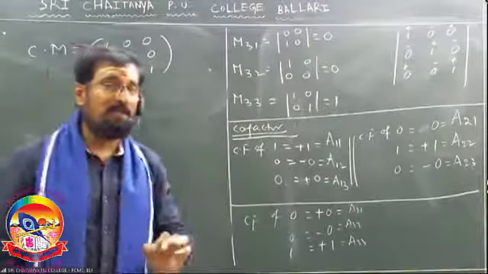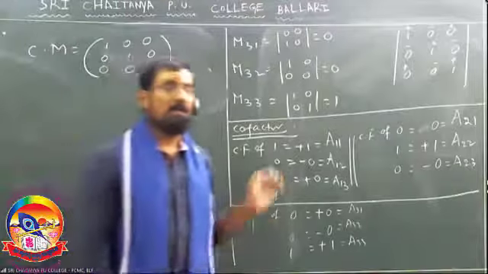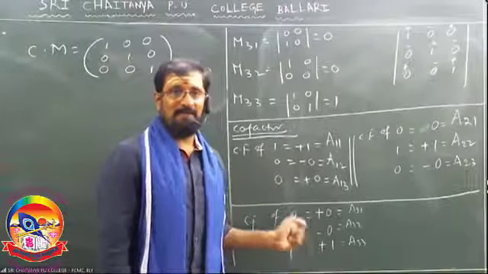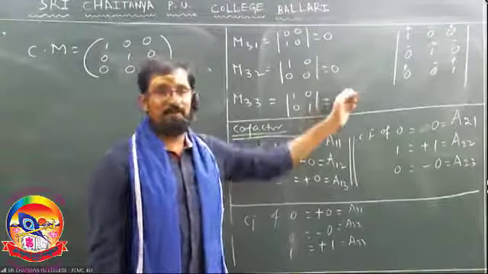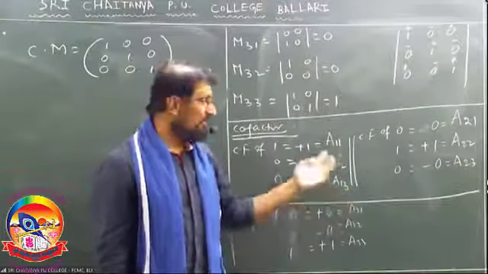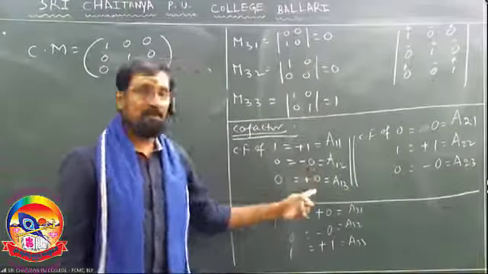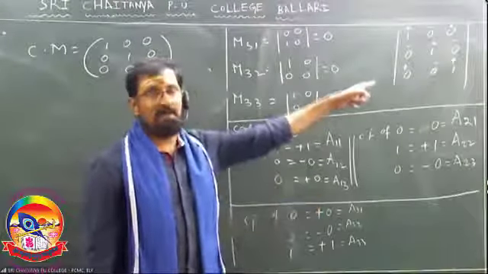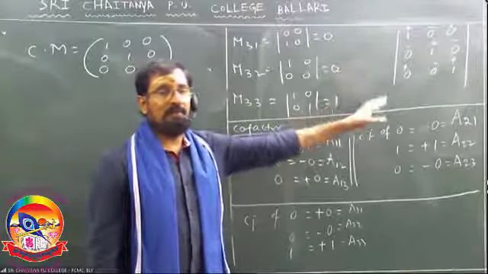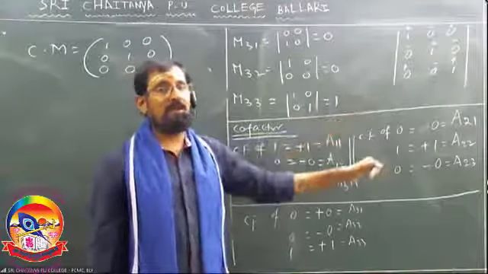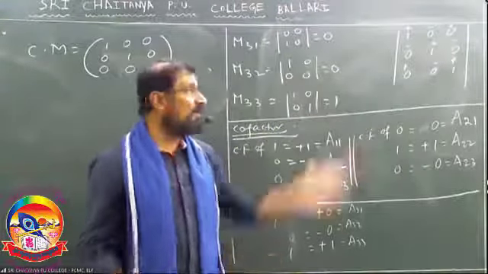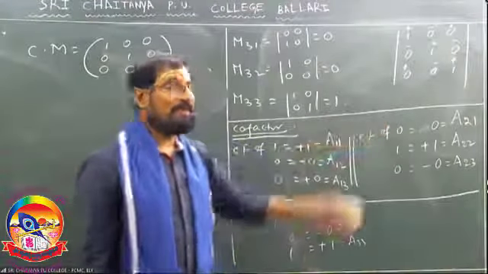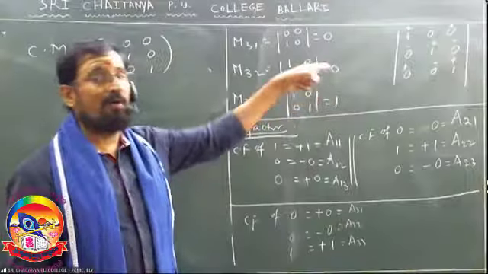I am repeating here. You got the cofactor of each and every element of the given determinant of the matrix. These are the cofactors of each and every element of the given matrix. For that one, what will be the cofactor matrix? Fortunately, you got the same matrix. Why? Because that is an identity matrix.